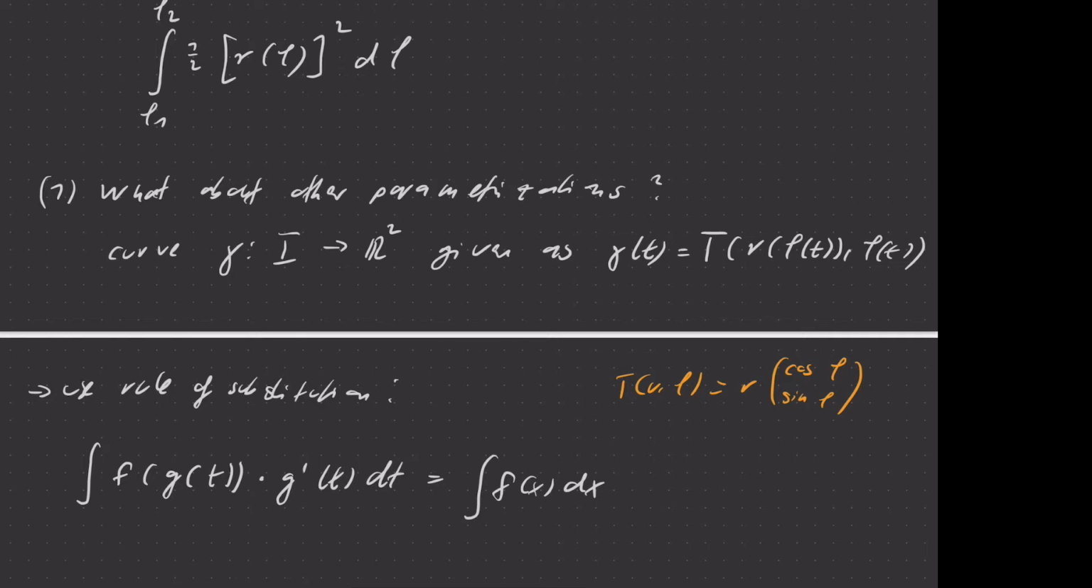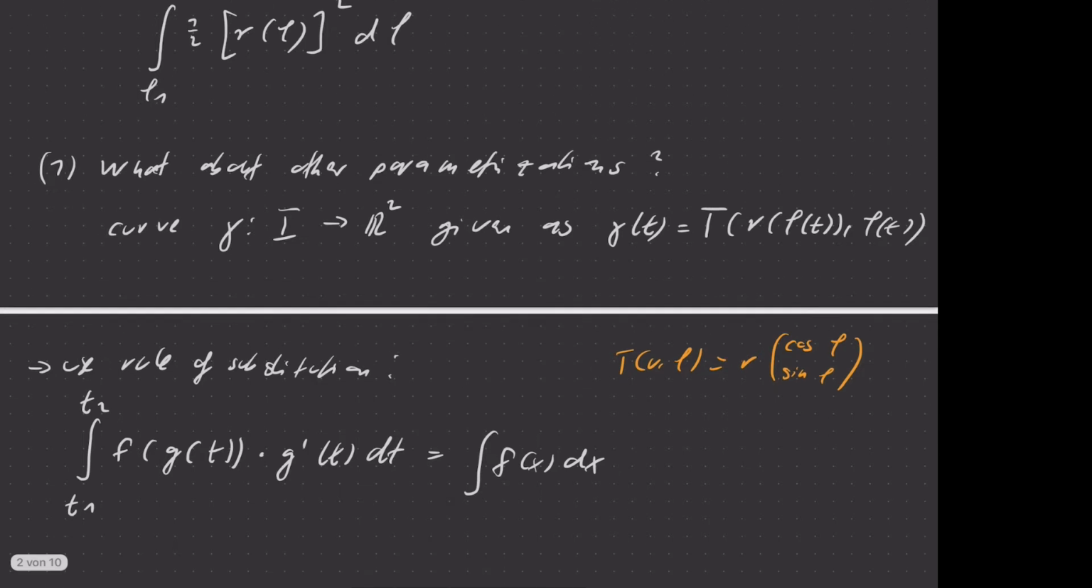dx. Usually the rule of substitution is stated the other way around, so you start with this here, you come up with the inner function, you find that there indeed is this g prime here, more or less directly, and you end up with an integral that looks like this here. And of course you also have to adapt the boundaries of the integration, so if you integrate from t1 to t2 here, then here you would have to integrate from g of t1 to g of t2. So it would be the corresponding x values here.